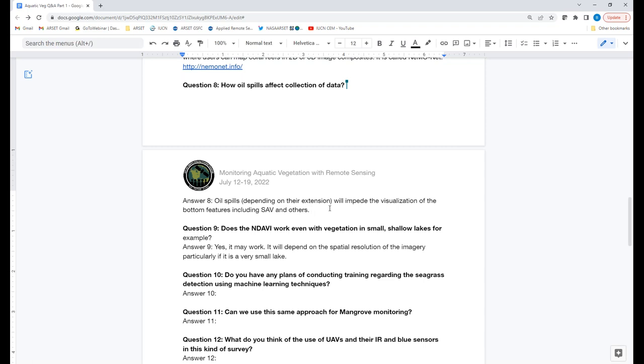Okay, where does the NDAVI work? Does NDAVI work even with vegetation in small shallow lakes, for example? It may. It will depend on the size of your study site, and obviously it will depend then on the spatial resolution of the imagery that you're looking at.